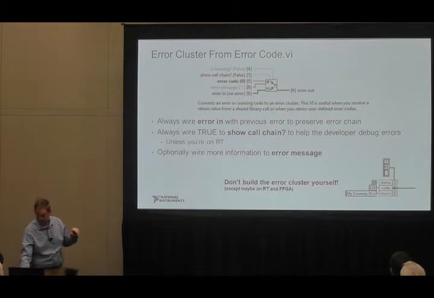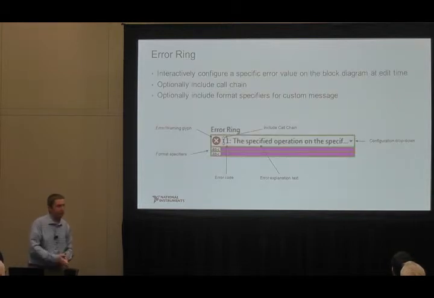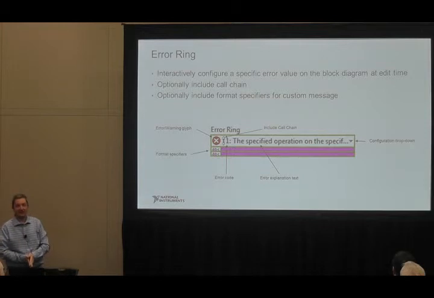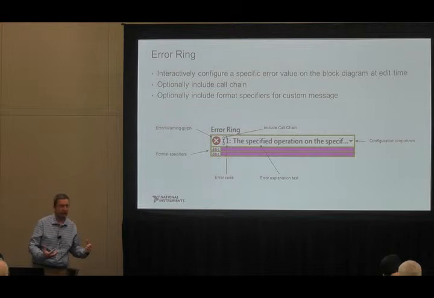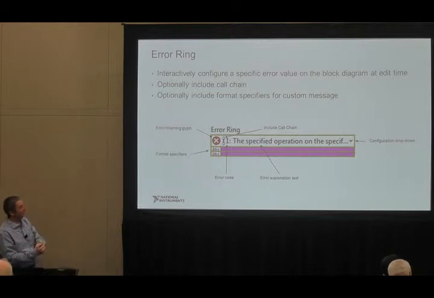All right, I'm going to move on to error ring. So the error ring is fantastic. I love this feature. I believe it was added around maybe 2012 or so. It is a way to generate an error value on a block diagram, similar to error cluster from error code, but it's got some really neat built-in functionality. I've tried to identify some of the cool things that it can do here on this slide.